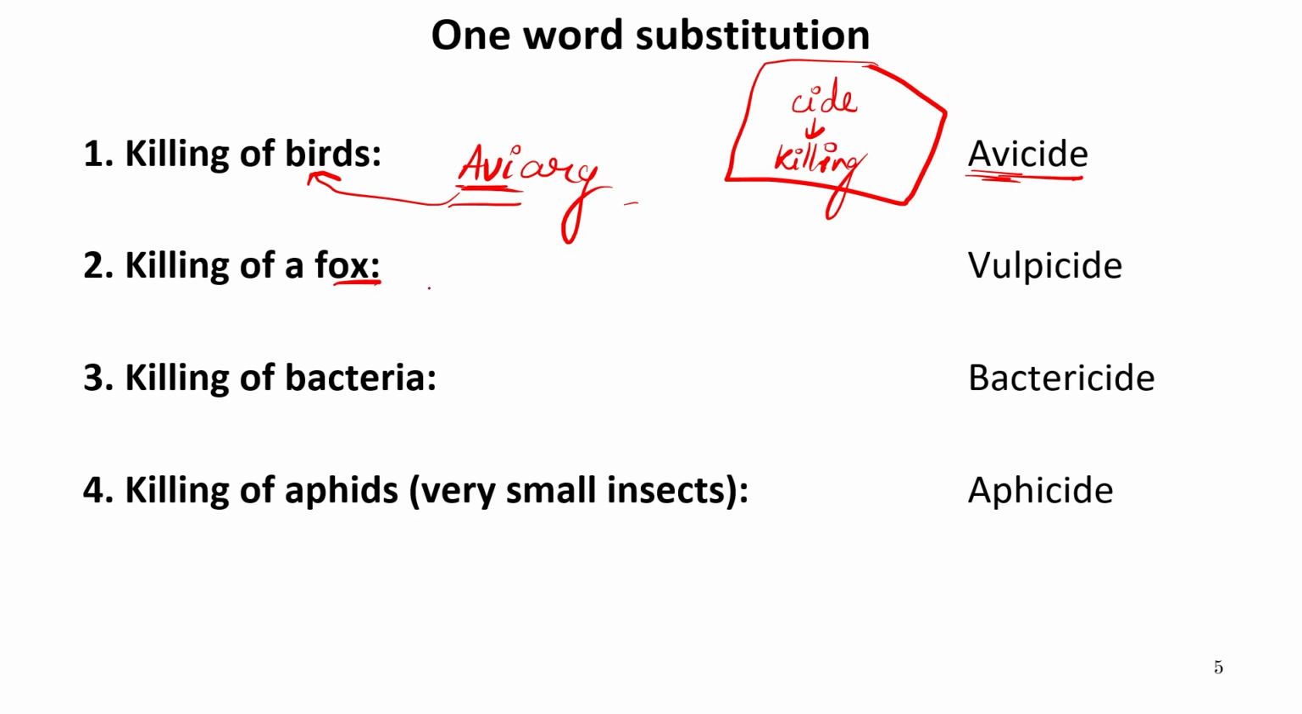Killing of a fox is known as vulpicide, because for fox we use the word vulpi. Killing of bacteria, this is known as bactericide, or you can also have a term that is bacteriocide. Now, we can also have more than one word for a group of words. Killing of aphids. Now, what are aphids? Aphids are basically very small insects, very, very small, or you can say very minute sized. So this is known as aphicide.